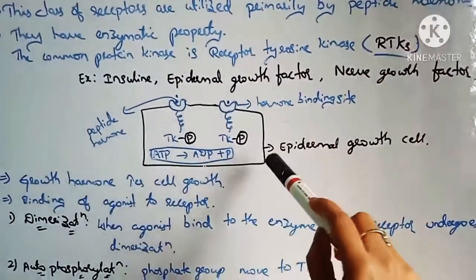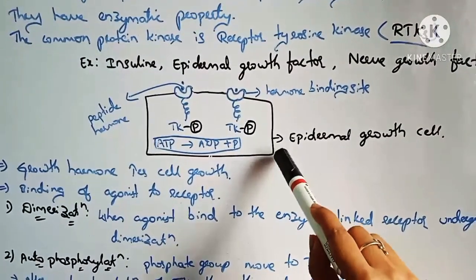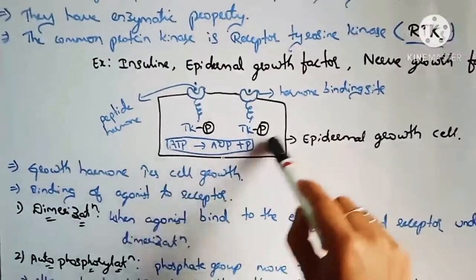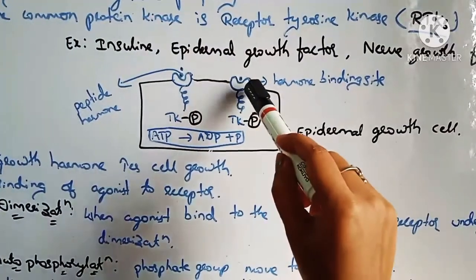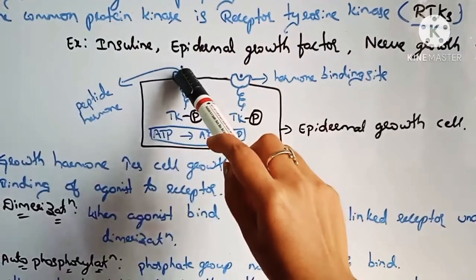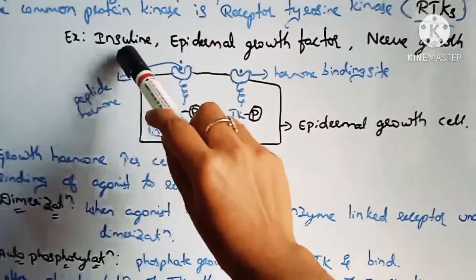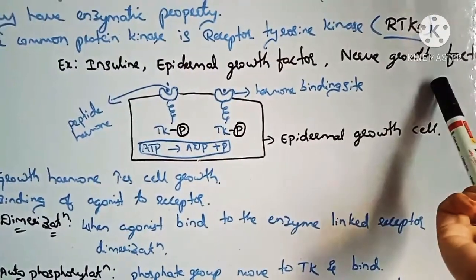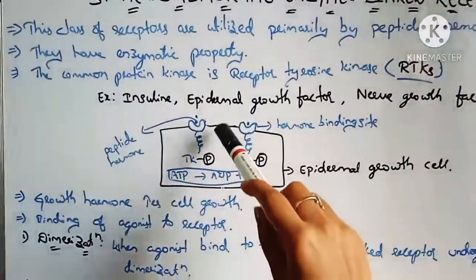Here I am giving a diagram. This is the epidermal growth factor, this is the cell. This is the hormone binding site, and the agonist is nothing but a peptide hormone. Peptide hormones are insulin, epidermal growth factors and nerve growth factors, which are the agonists in these transmembrane enzyme linked receptors.